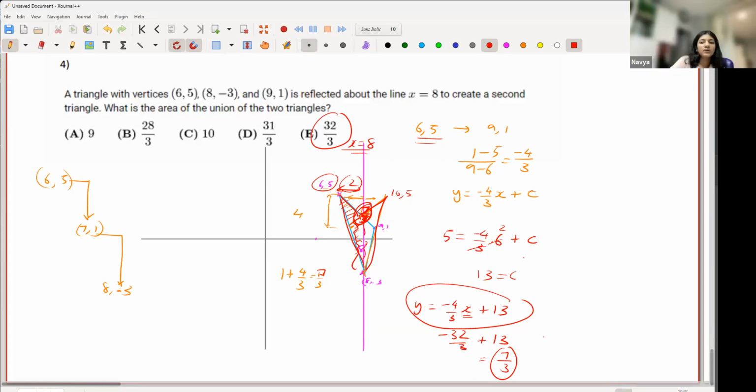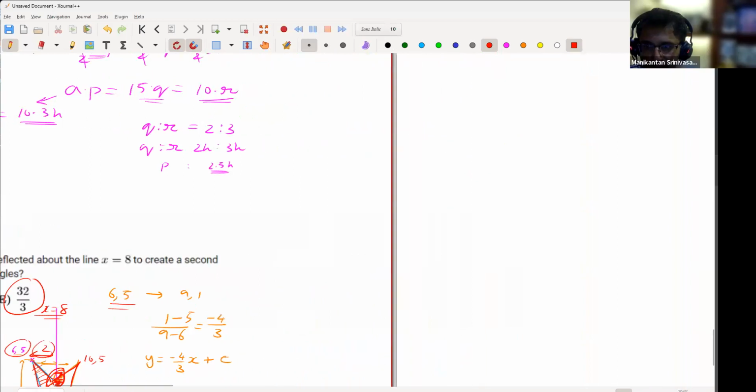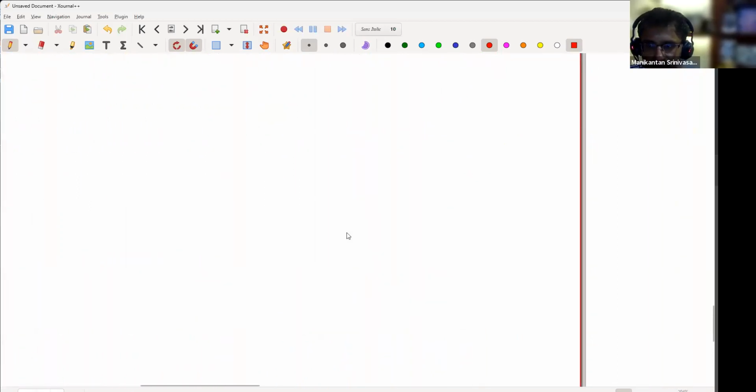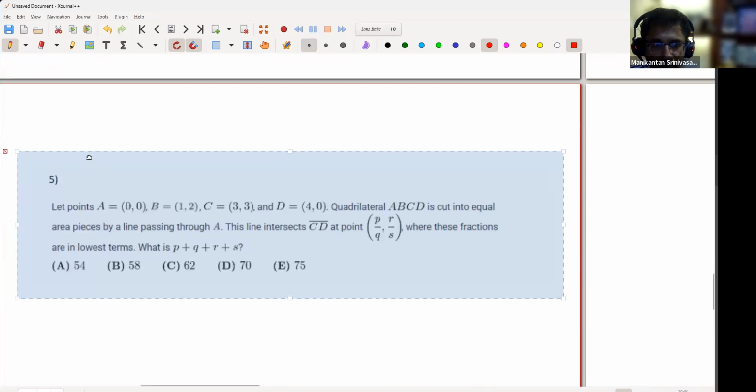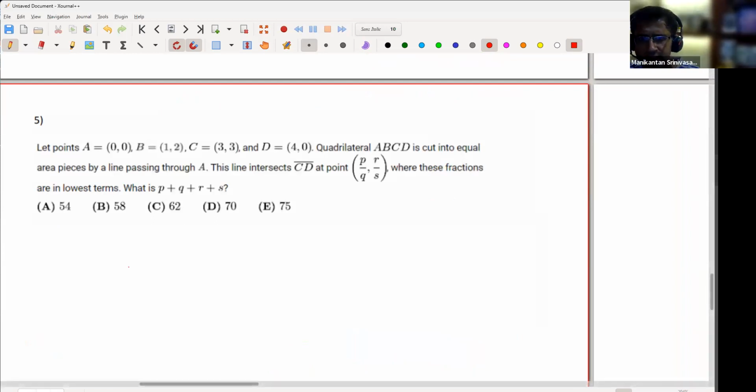Yeah? Okay. So that was question 4. Okay, question 5. Let me just make space here. Okay, so 0, 0, he has given 4 points to form a quadrilateral. It's cut into equal area pieces by a line passing through A. Okay, I don't want to read this question. It's all in front of you.